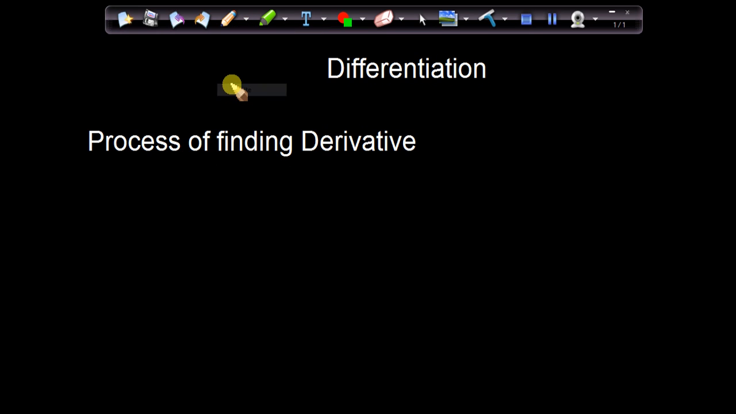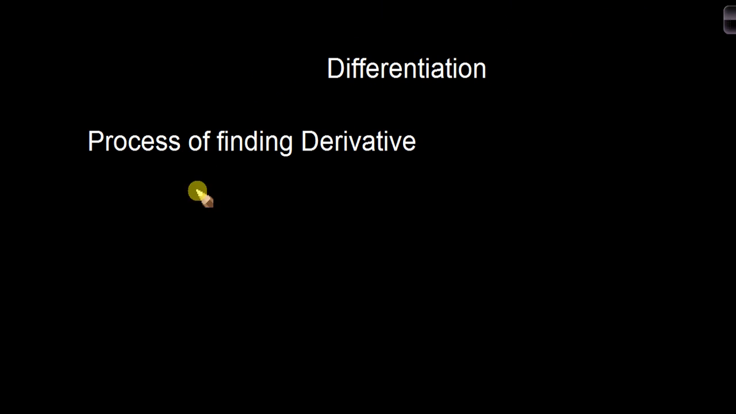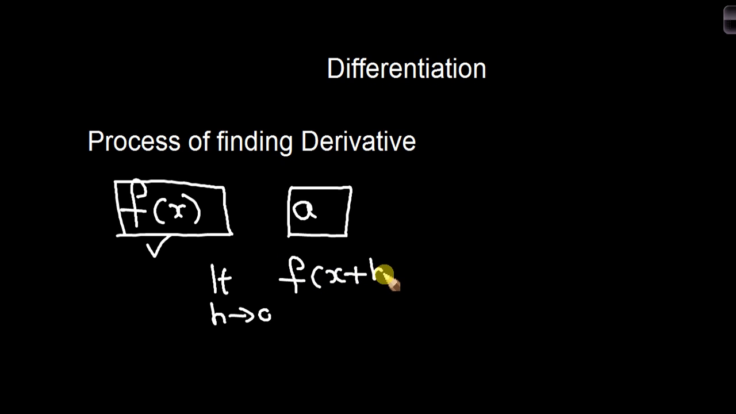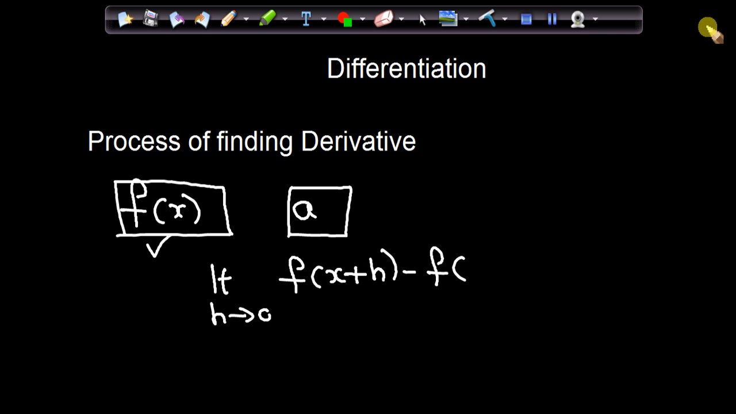I will explain the definition of differentiation. Take f of x. Let f of x be a real function, and take any point a in the domain of f of x. Then the derivative of f of x at the given point a is defined as limit h tends to 0 of f of a plus h minus f of a, divided by h. The derivative of the given function f of x at the given point a exists provided this limit exists.